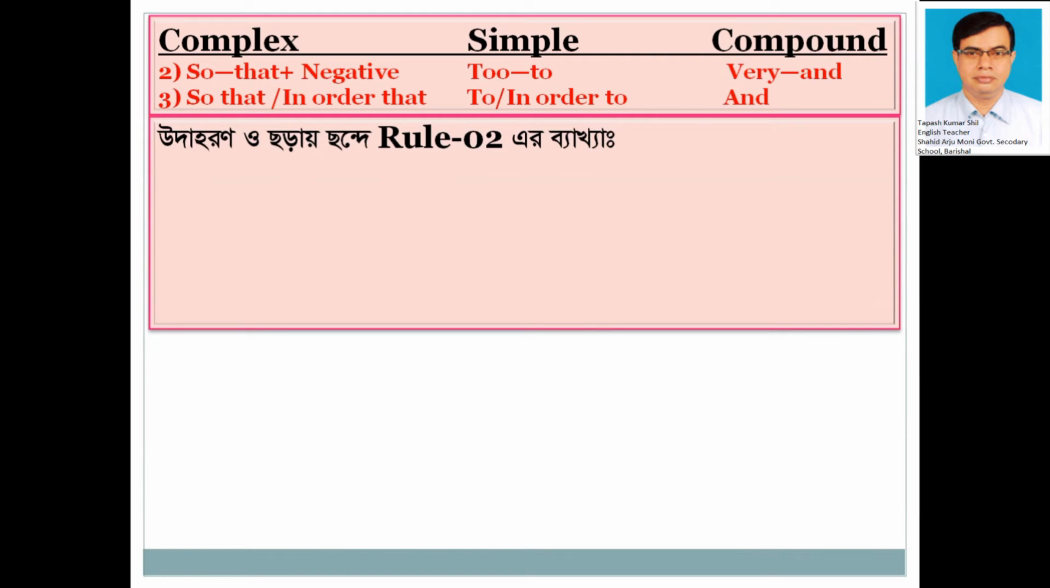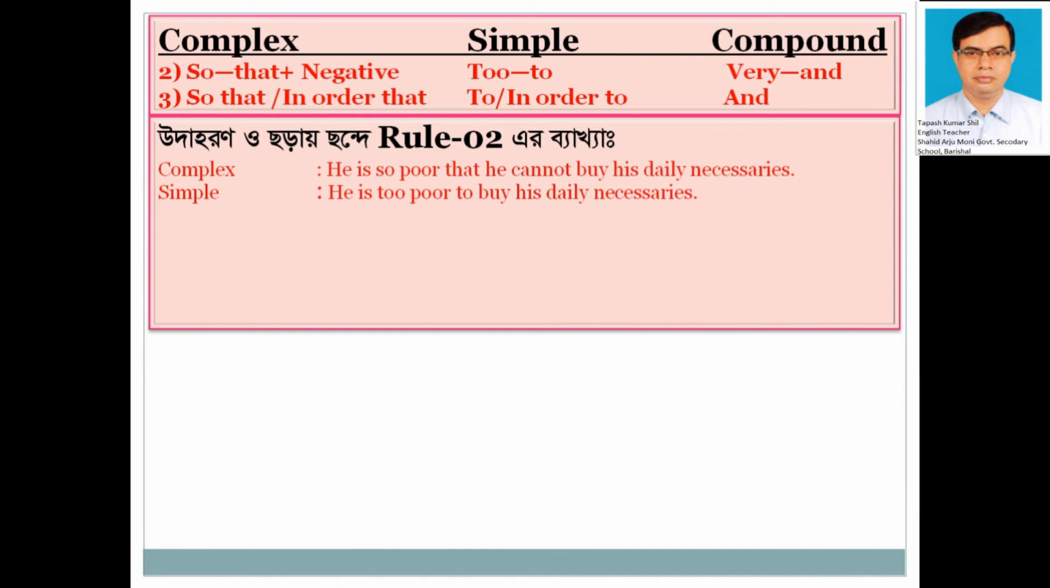First example, complex. He is so poor that he cannot buy his daily necessaries. Simple. He is too poor to buy his daily necessaries. Compound. He is very poor and he cannot buy his daily necessaries.